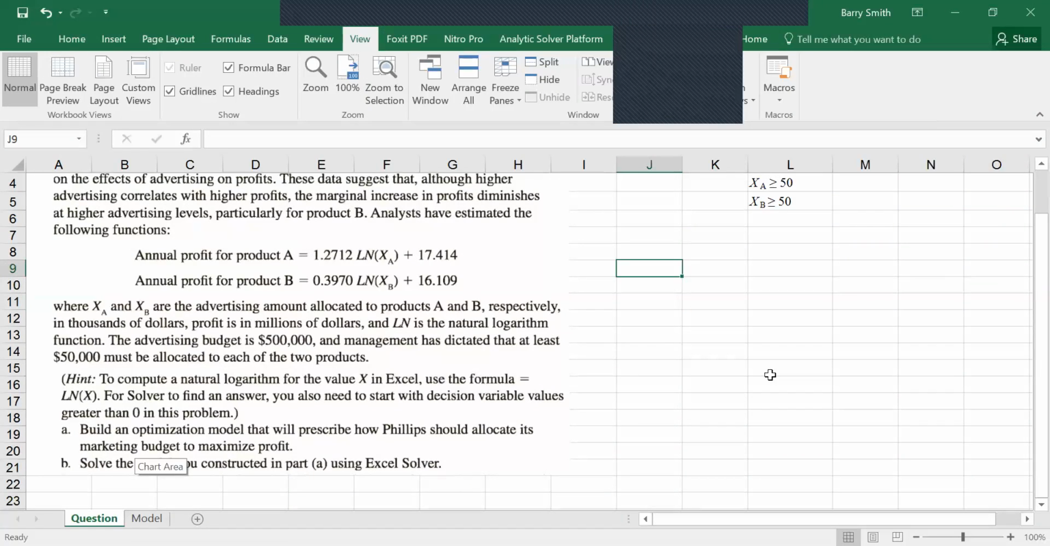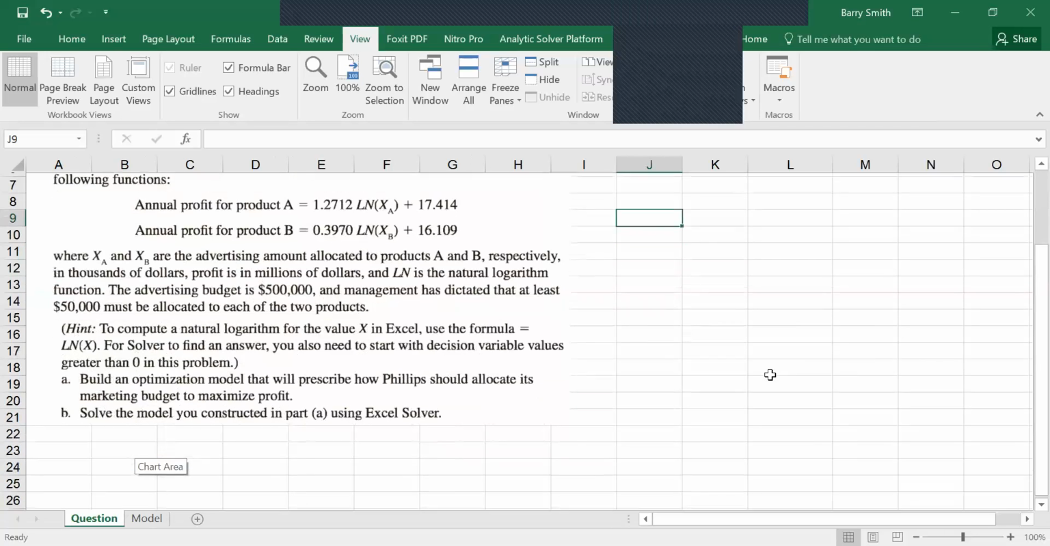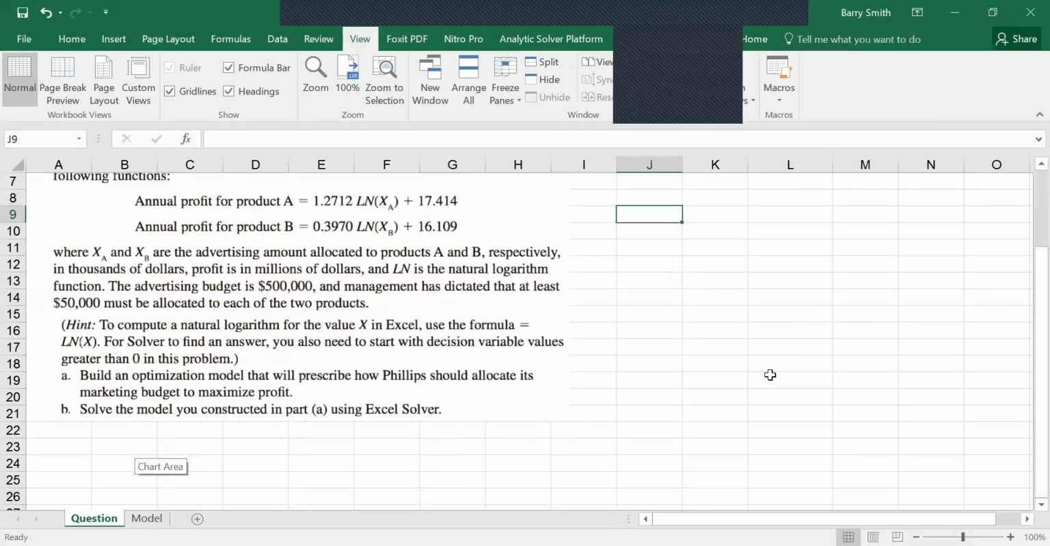The advertising budget is $500,000, and management has dictated that at least $50,000 must be allocated to each of the two products. Hint: to compute natural log for the value x in Excel, use the formula equals ln x. For Solver to find an answer, you also need to start with decision variable values greater than 0 in this problem. And so A, we're supposed to build an optimization model that will describe how Philips should allocate its marketing budget to maximize the profit. And B, solve the model you construct in part A using Excel Solver.